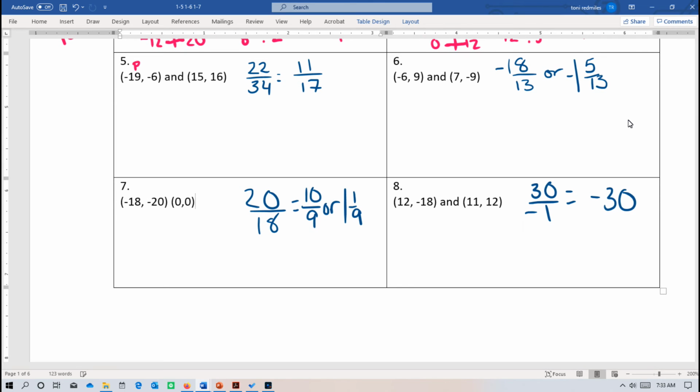All right, we should be able to get a little quicker with these now. Write down all my information. All right, so y2 is 16 minus a negative 6 and 15 minus a negative 19. Again, double negatives turn to positive. 16 plus 6 is 22, and 19 plus 15 is 34.